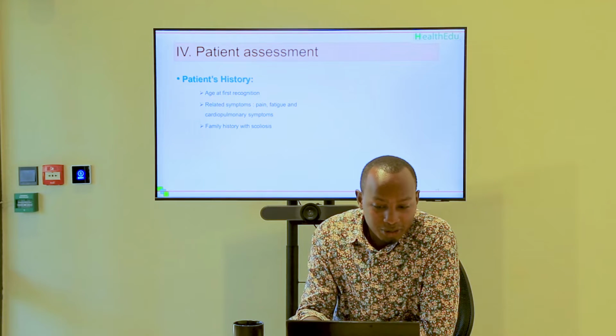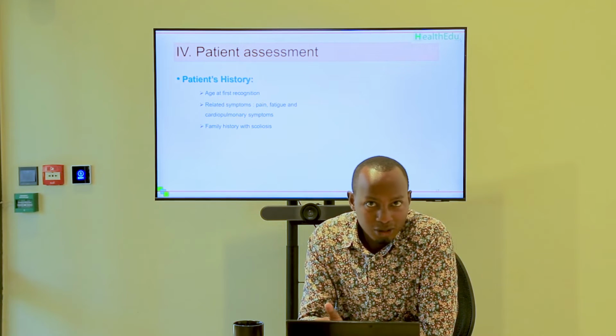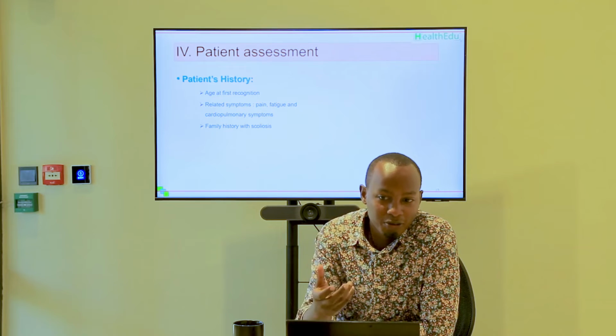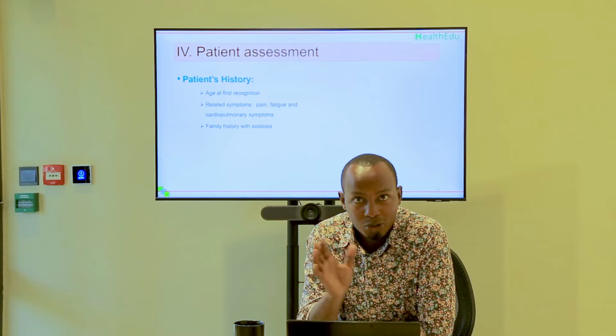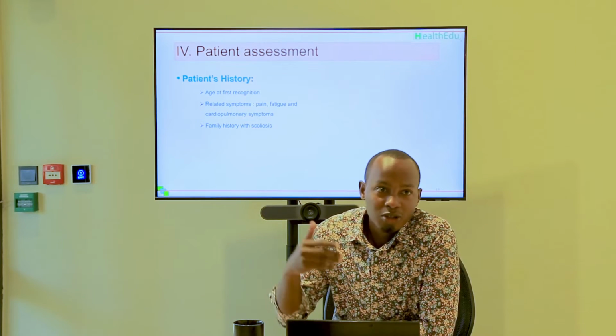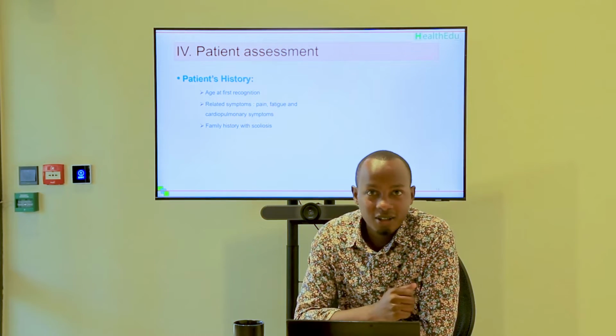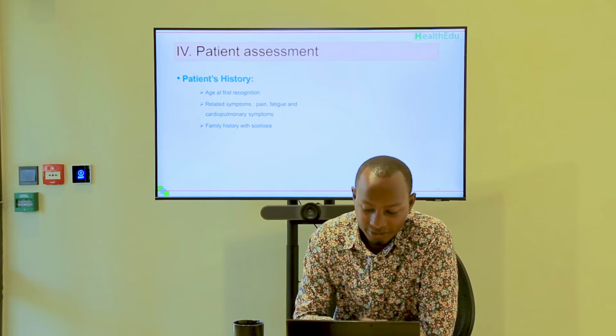The family history is really important, because if one of your family members has scoliosis, you need to know it, to know the genetic problems. Maybe you need to bring your young sister so that she can be assessed.